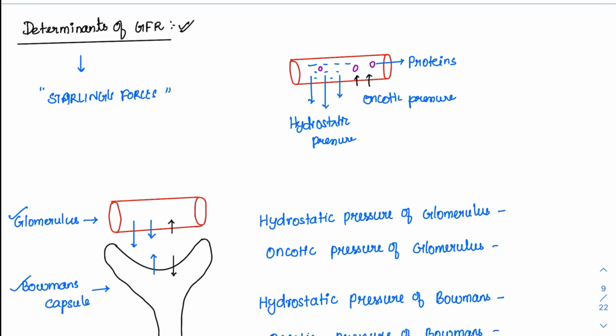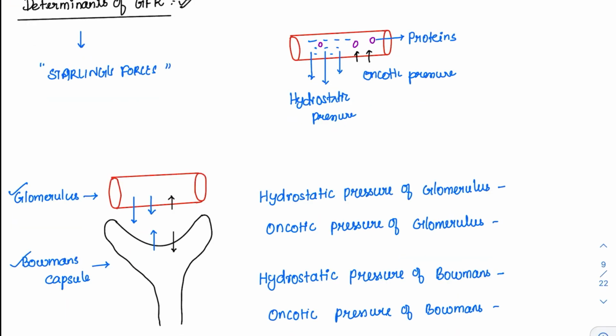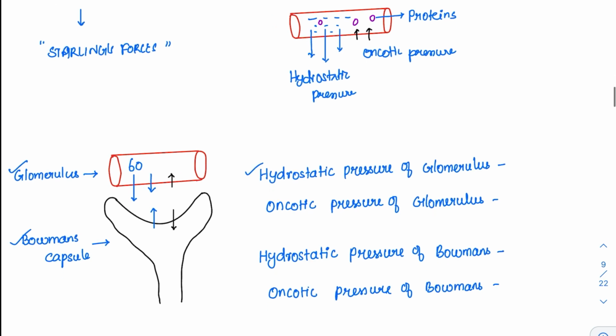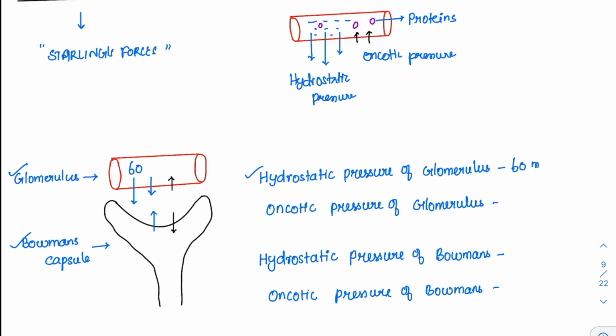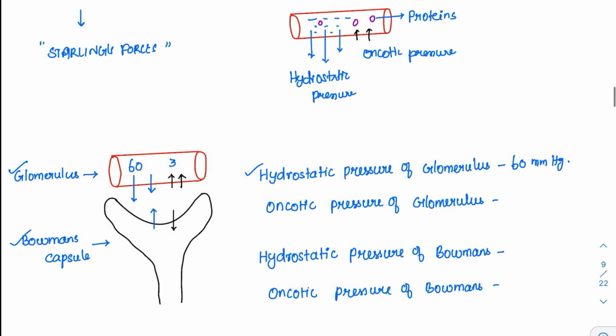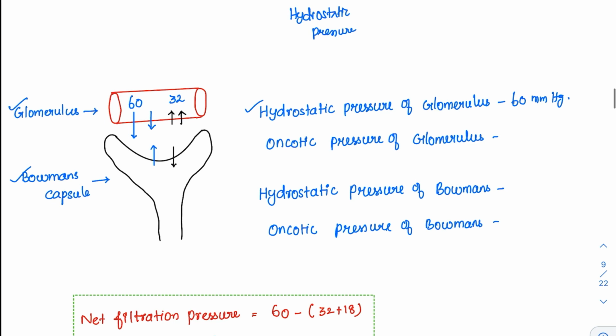So let's try to understand how much pressure is being activated in each place. Coming to the hydrostatic pressure of the glomerulus, it is very high and contributes around 60 mm of Hg. So we will write it down here also. It is pushing the fluid away from the glomerulus. Whereas the oncotic pressure of the glomerulus is pulling the fluid towards the glomerulus. It is around 32 mm of Hg. Just write it down, 32 mm of Hg.